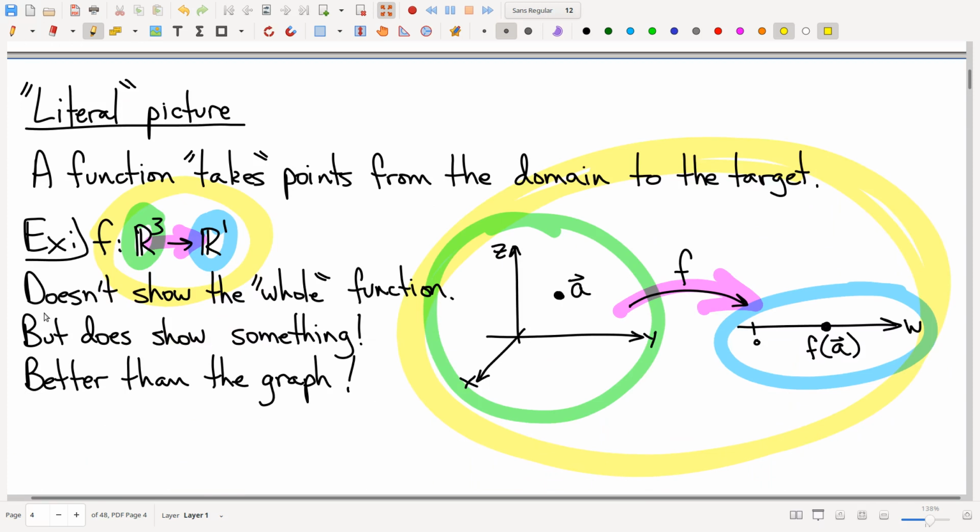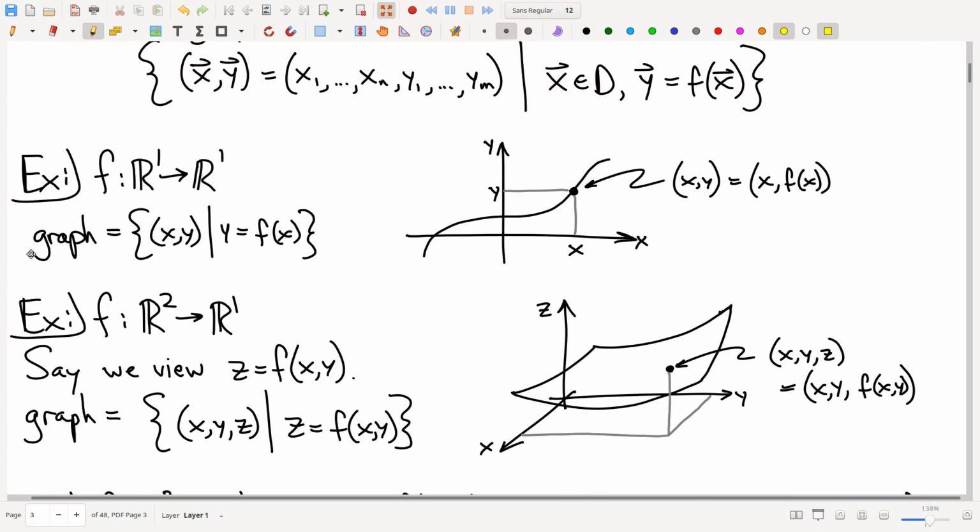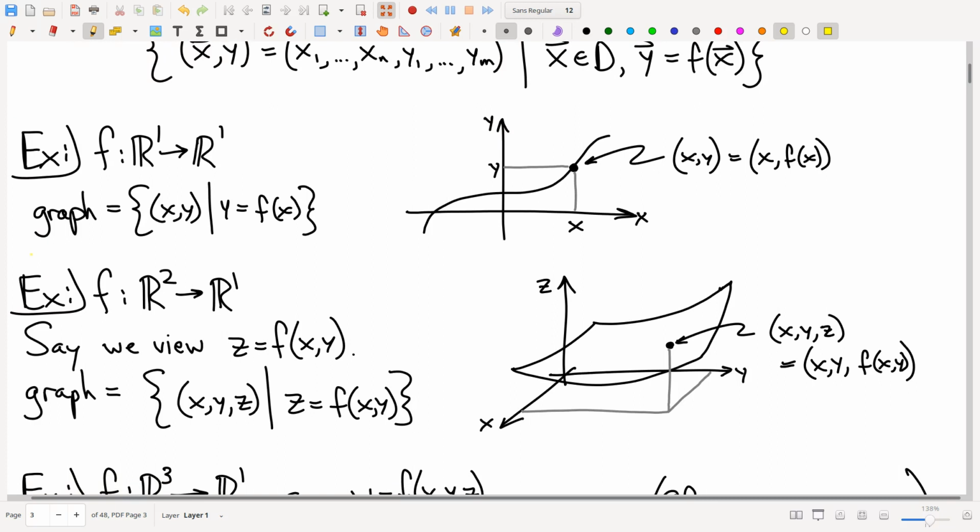And let me address my own complaint here. That is an apples and oranges complaint. This is a really hard function to represent. Functions with 3 variables, really hard to represent. Functions with 1 or 2 variables, much easier to represent. That wasn't a fair comparison.